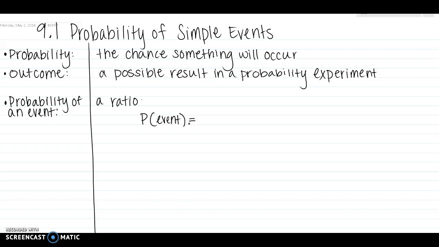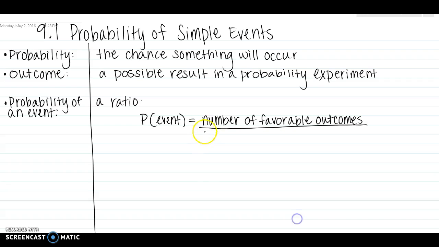So the probability of our event occurring is always going to be, again, the number of favorable outcomes over the number of possible outcomes. And again, just a reminder that probability can either be shown as a fraction, as it looks right now, or you can turn that fraction into a decimal or a percent.